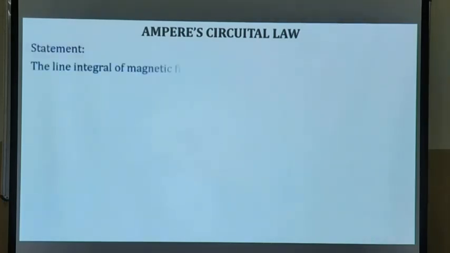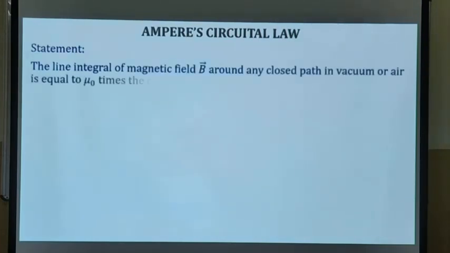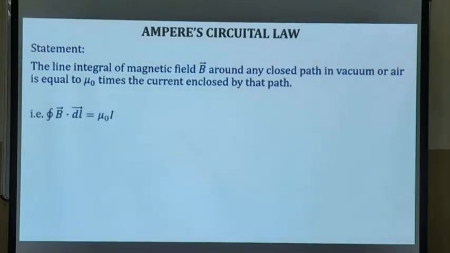The statement of this law is very simple. It states that the line integral of magnetic field vector B around any closed path in vacuum or in air is equal to mu naught times the current enclosed by that path. So is it not one of the cakewalk statements that you can make out? Line integral of magnetic field vector B around any closed path in vacuum or air is equal to what? Mu naught times the current, where current is capital I. So I can very simply write this as the line integral of vector B dot dl is equal to mu naught into I.